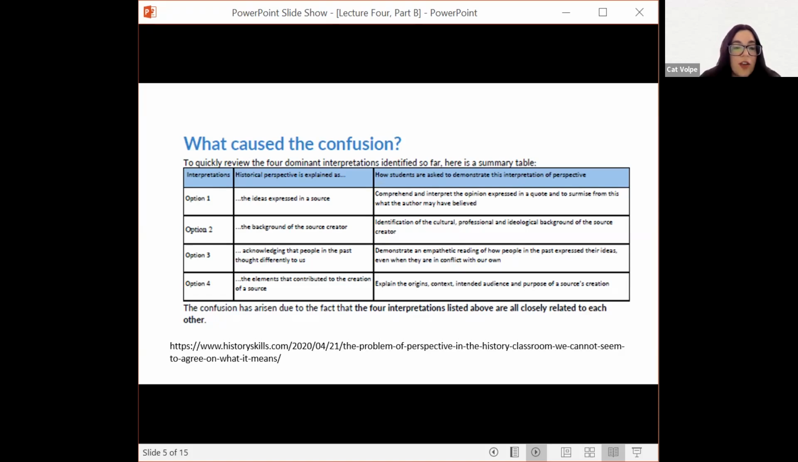And that is demonstrating an empathetic reading of how people in the past express their ideas. So we can kind of put ourselves in that person's shoes to understand that different opinion or different perspective. Option 4, historical perspective, is explained as the elements that contributed to the creation of the source.